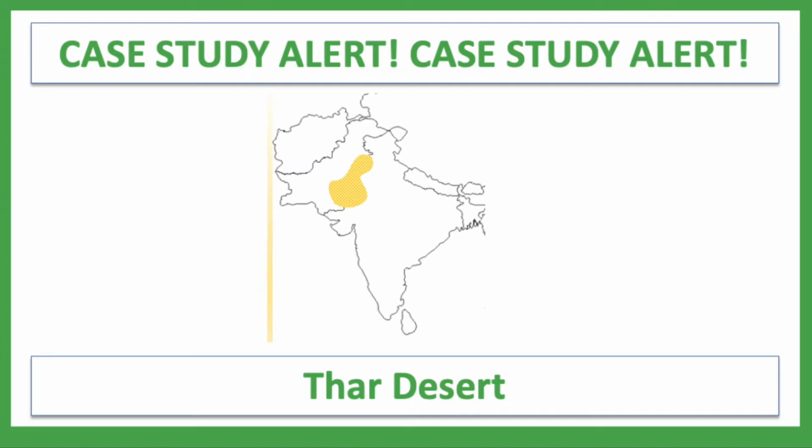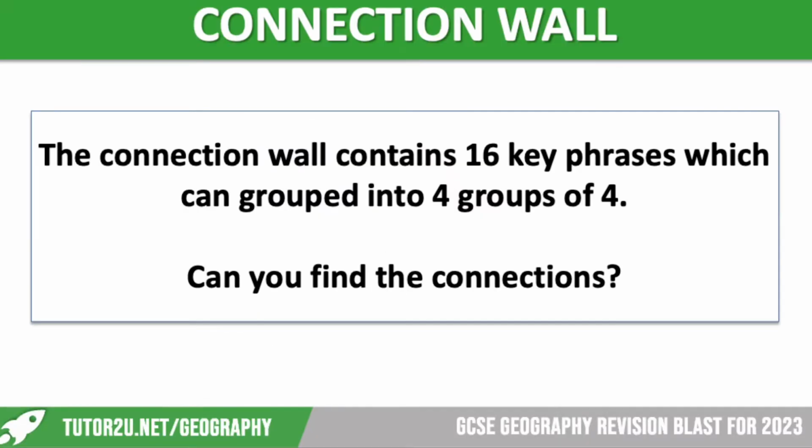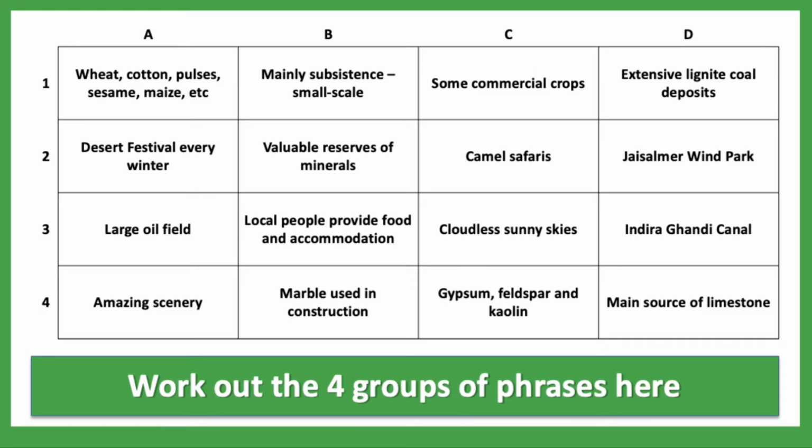So we're going to have a think about this one with a connection one. And don't worry if you haven't actually studied this particular case study, because the things that come up in this are going to be very similar to the one that you have studied. So we're going to move on to a connection wall activity. So this connection wall contains 16 phrases. They've been grouped into 4 groups of 4. You've got to try and find the connection. So we're going to help you out a little bit. We're going to talk you through the connection each time, and you need to note down which of the phrases you think is linked to that. Let's take a look at our 16 phrases.